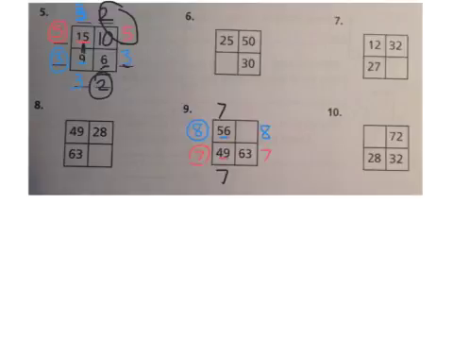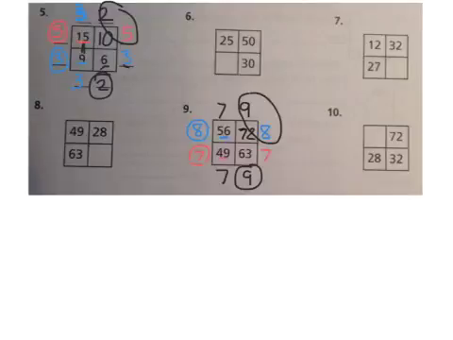And then I'm going to ask myself, what do I multiply 7 by to get 63? Or 63 divided by 7 is 9. I'm going to bring my 9 up there. And then the last one is easy because I just say 9 times 8 is 72.